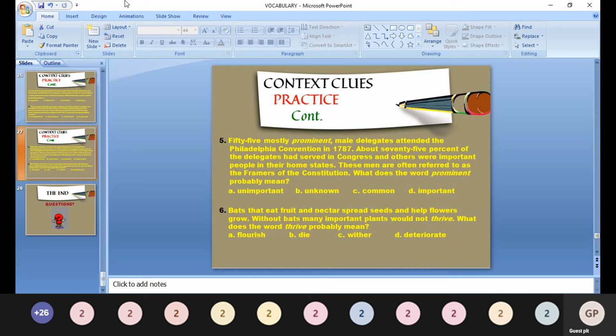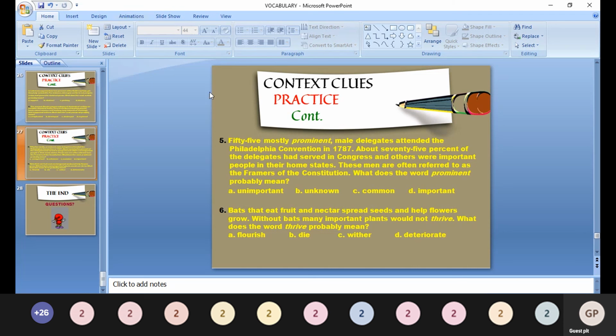Obviously important. Okay, next one. Bats that eat fruit and nectar spread seeds and help flowers grow. Without bats, many important plants would not thrive. What does the word thrive probably mean? Flourish, die, wither, deteriorate. So, without bats, many important plants would not thrive, which means they will not be able to flourish. Okay, they will not be able to grow. They support plants, they help our plants to grow, so it will not flourish.